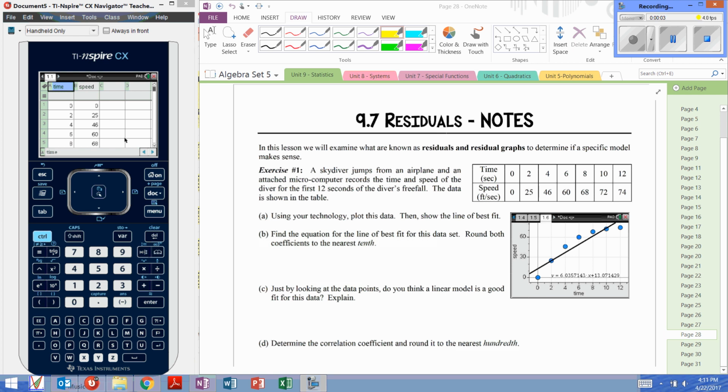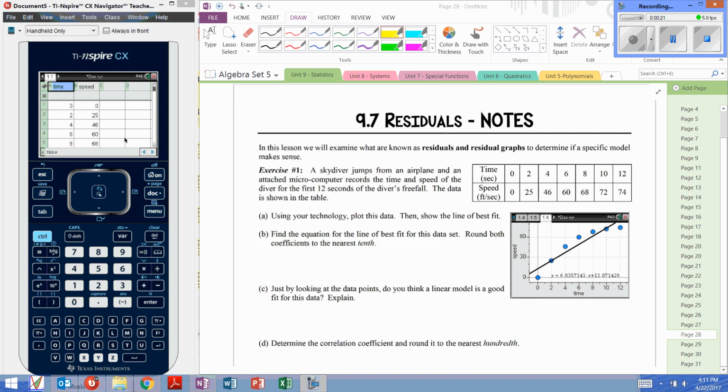You are watching the 9.7 lesson video on residuals. And in this lesson, we are going to talk about residuals and their graphs and what they are basically used for. We are going to use them to determine if a specific model actually makes sense.